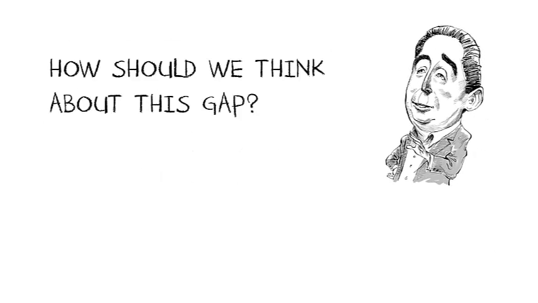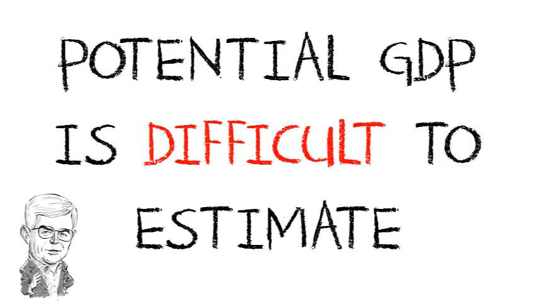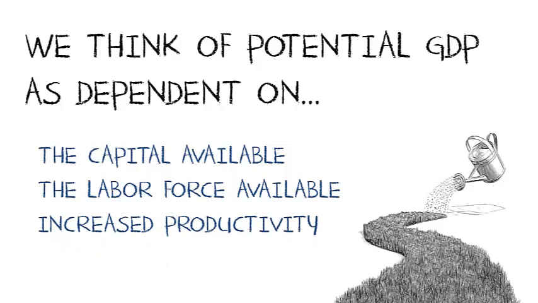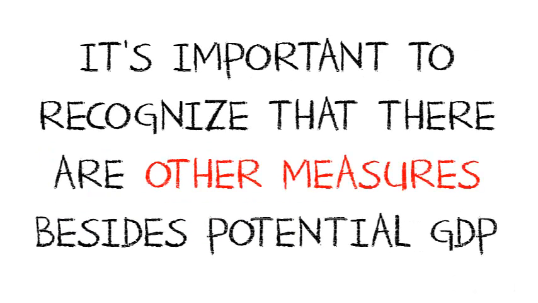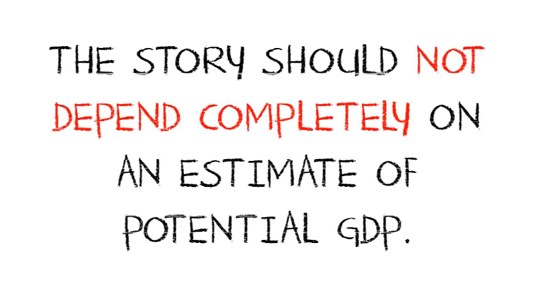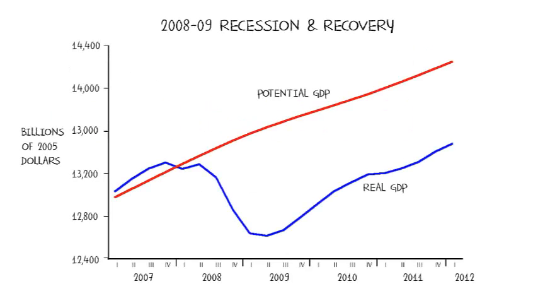Well, that's what we've observed in the past. And you're quite right to say potential GDP is difficult to estimate. We think of it as dependent on the capital we have available, labor force available, productivity that's there and growing. And that's why I think it's important to recognize there's other measures here besides potential GDP. But I think the idea that we return to some trend, which has occurred so often in the past, is important to note. It's not happening now. And also do recognize that you may be wrong on the trend. And the story should not depend completely on an estimate of potential GDP. That's why I think it's important to look at other things. But you can go way back in history and see the same returning to some trend, basically. But again, it's not the most important thing. It's just that this is an unusual recovery.